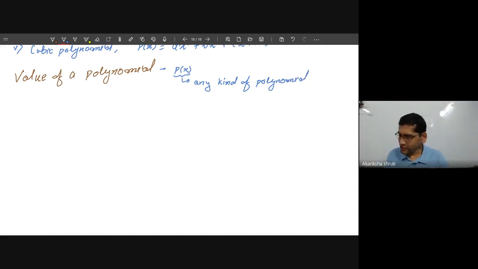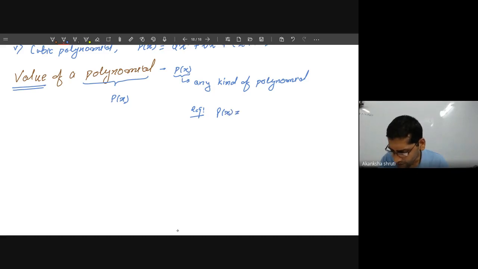Now its value we want to know. So understand, value of what? Value of the polynomial. Polynomial means it is p(x), and it will be given in some way. Example, if I am writing a polynomial p(x) is equal to 3x square plus 5x minus 10. This is a polynomial, and we want to know the value of this polynomial p(x).